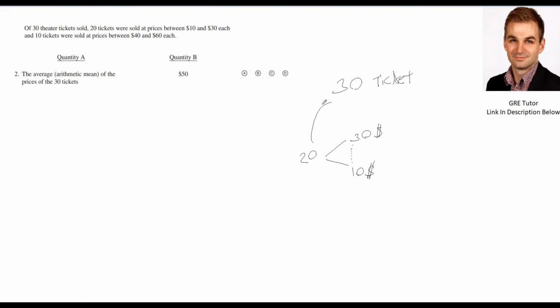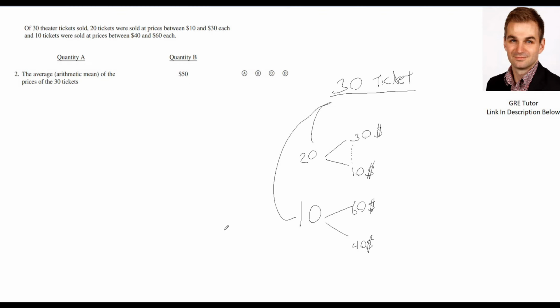Alright, and I know that of these 30, 10 tickets were sold at prices between $40 and $60 each. 10 of these tickets were sold at a range between $40 and $60. Okay, so this is my setup that I'm understanding, and they want to know what is greater, the average, or arithmetic mean, of the prices of the 30 tickets, or $50.